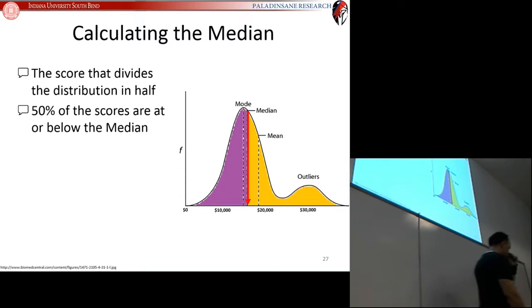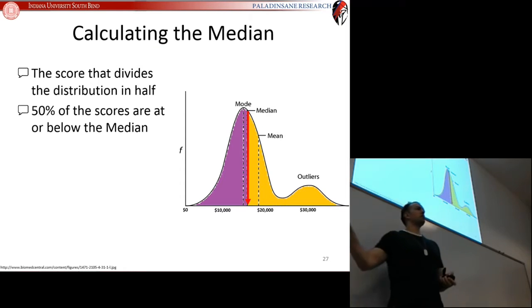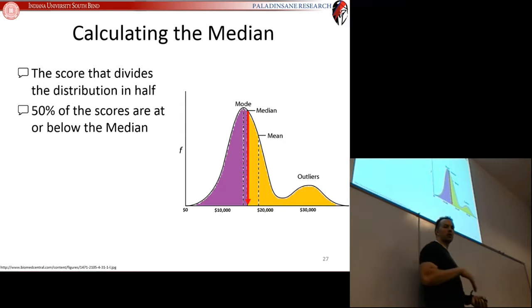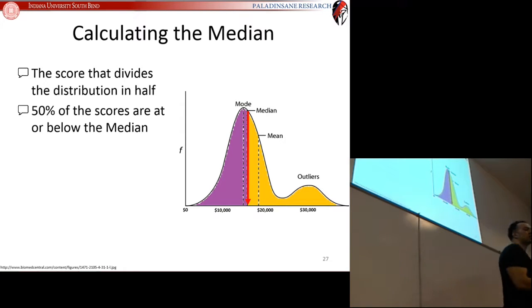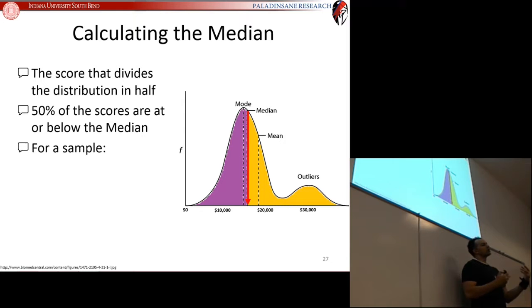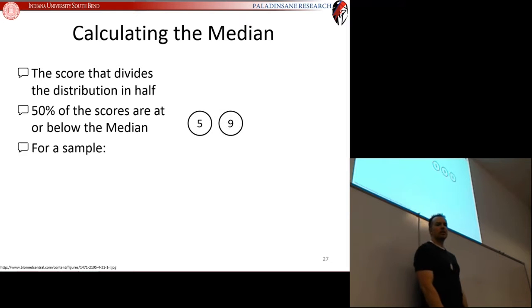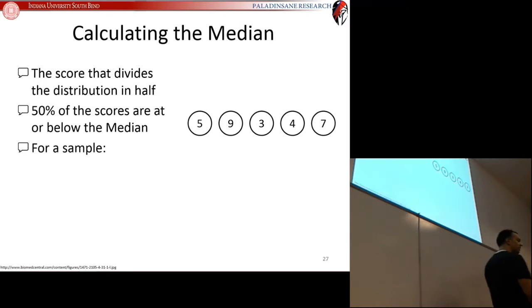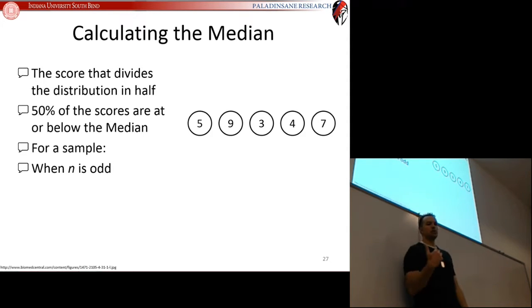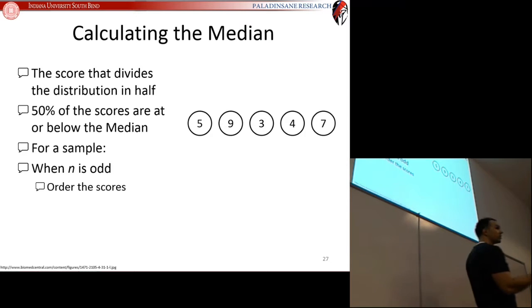How about the median? So we calculate the median. All we want is that 50% of the scores are at or below the median, 50% of the scores are at or above the median. So for a sample, we're going to take our scores. Let's say that we got 5 scores in our sample, so we have an odd number of scores. If your scores are odd, what you do to find the median is first you order the scores.